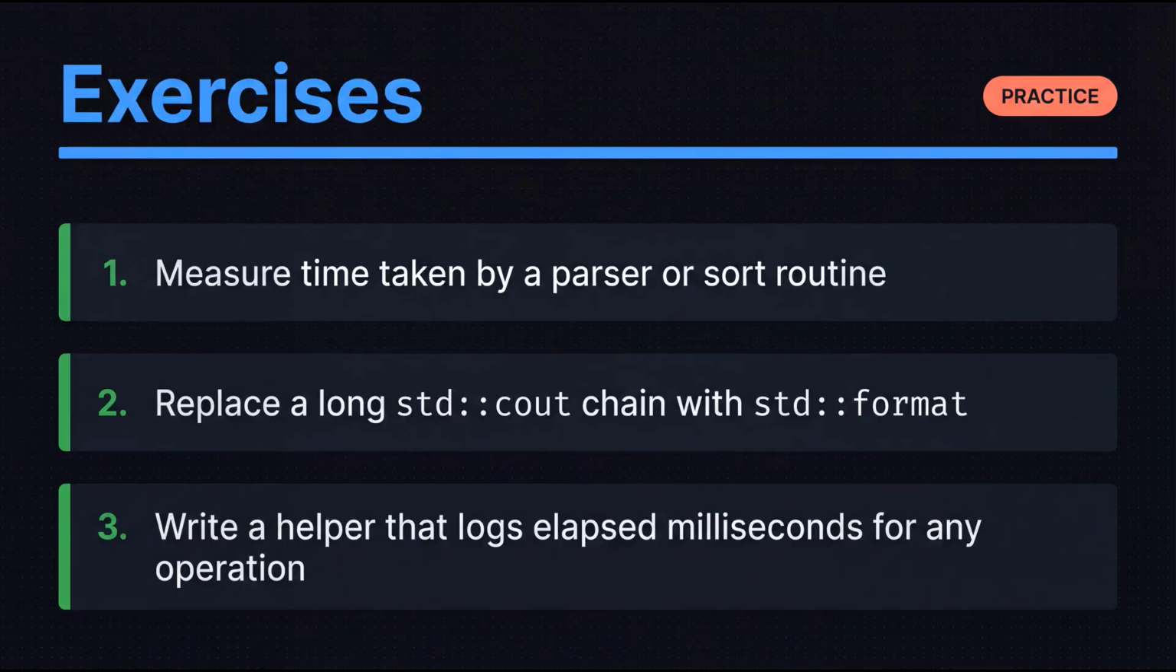3 exercises. First, measure the time taken by a parser or sort routine using steady clock and duration_cast. Print the result with std::format. Second, find a function in your code that uses a chain of std::cout insertions and replace it with a single std::format call. Compare the readability. Third, write a small helper function that takes a callable, runs it, measures the elapsed time, and logs the result in milliseconds. Use it to time several operations and compare.